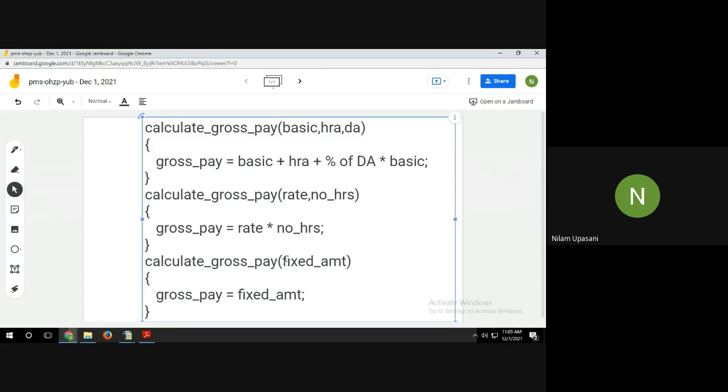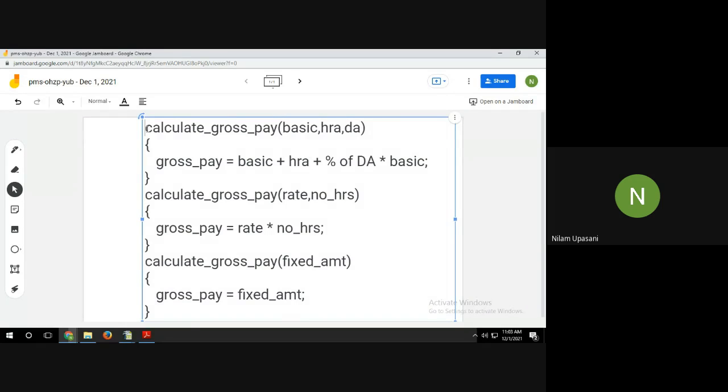It allows it. But what was the problem? Why was C not allowing this? There must be some issue that it was not allowed. What was that issue? Why does C language not allow this? Ambiguity. Yes, because the function is the same, and if you try to call that function from main, it will create ambiguity about which calculate gross pay we should call. But in C++, that particular problem is resolved.